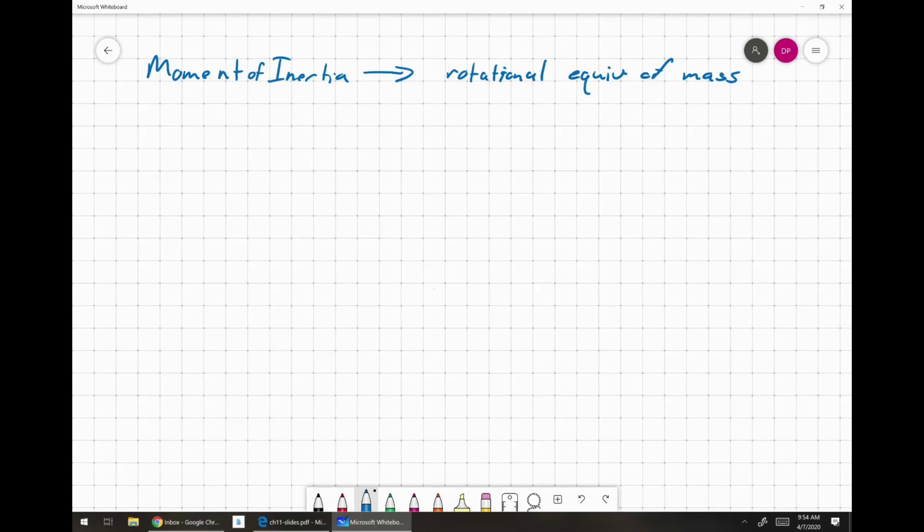And so one of the differences here for a moment of inertia is that it does depend on the axis of rotation. And so what this means is that a single object can actually have multiple different moments of inertia depending on which axis it's rotating about.